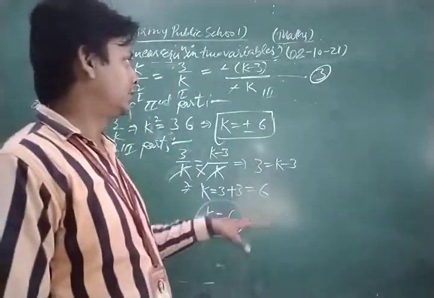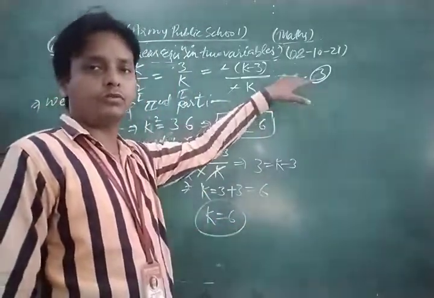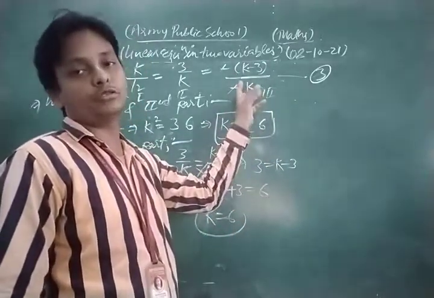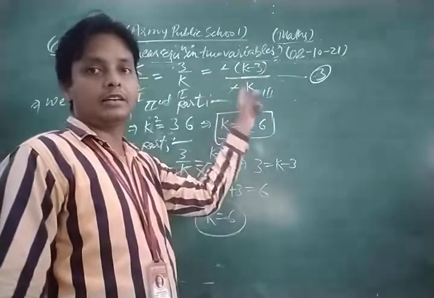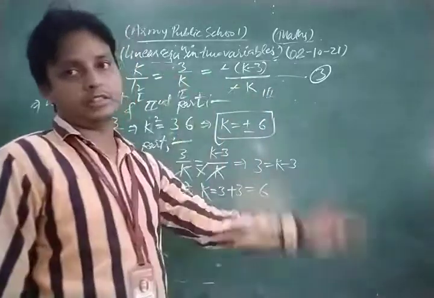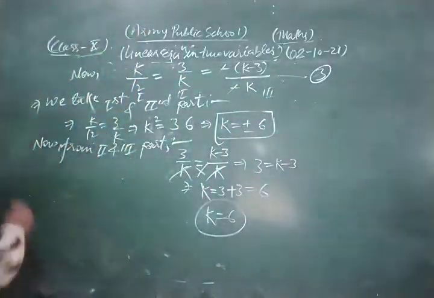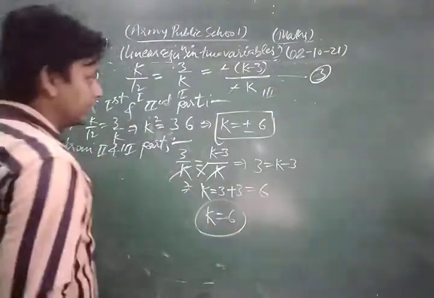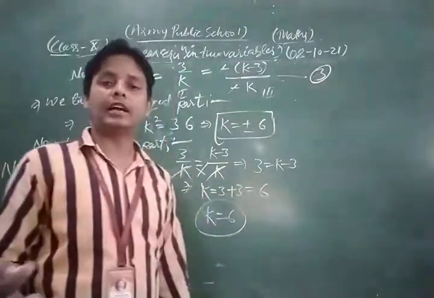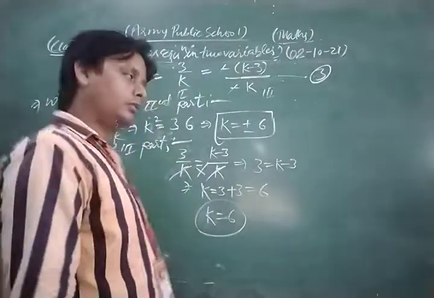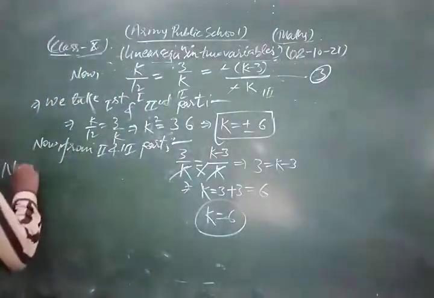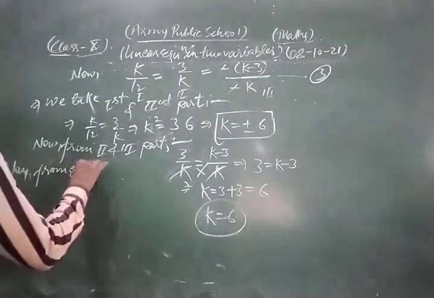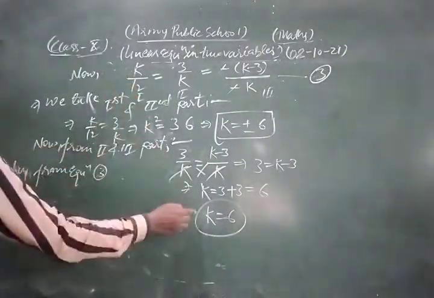Now we check it from those relations. First we put k equal to plus 6. Then we put k equal to minus 6. If all these terms are equal, then this is the required answer. Now from equation 3 we clear the real value of k, either 6 or minus 6. So from equation 3, first we put k equal to 6.